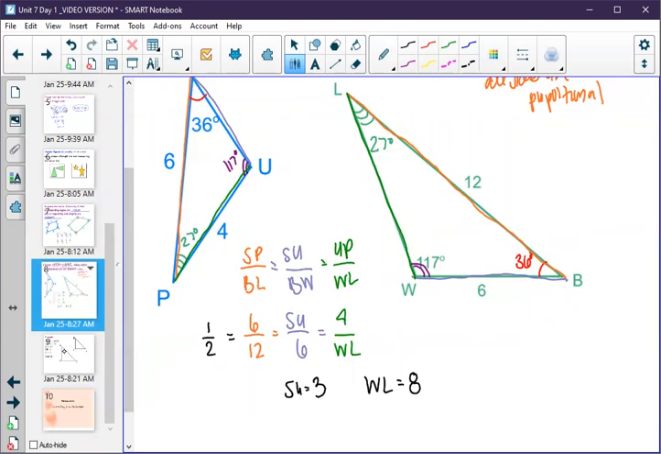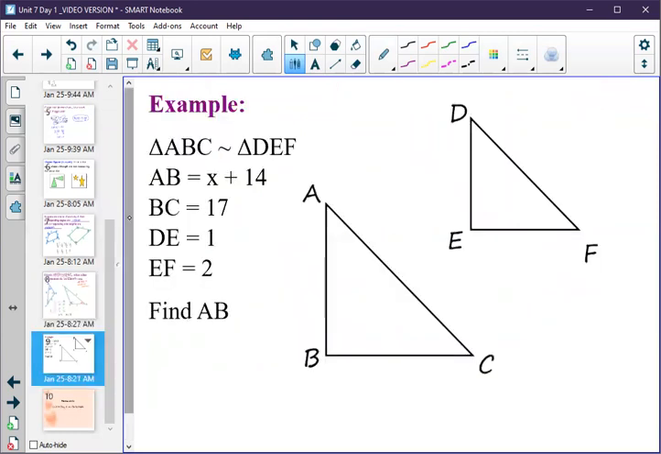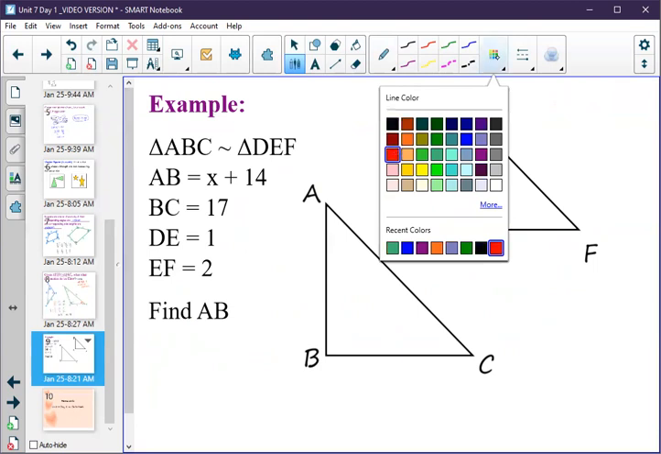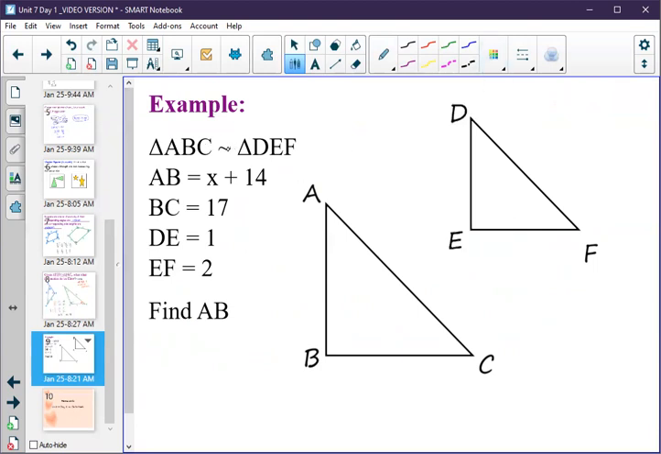All right, one last example, a little bit less here. So in this example, I'm given that my two triangles are similar. ABC is similar to DEF. Then I know some side lengths. So I'm going to go ahead and fill those in. So AB, x plus 14, BC is 17, DE is 1, EF is 2. And I want to find AB.